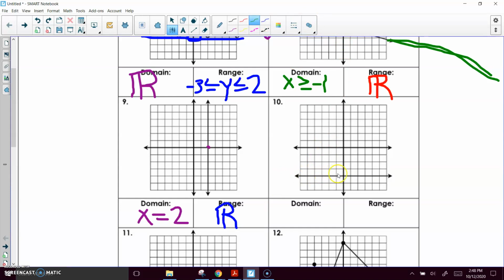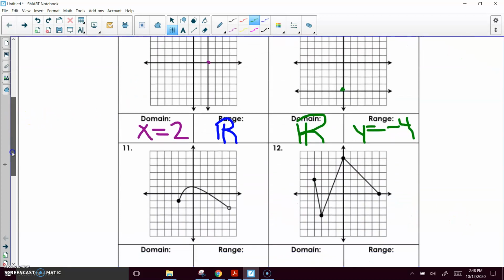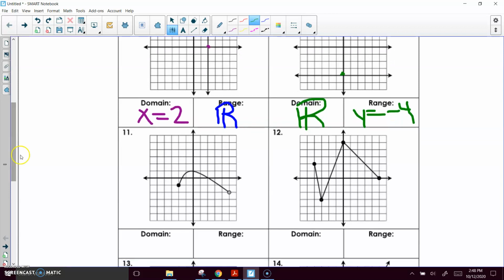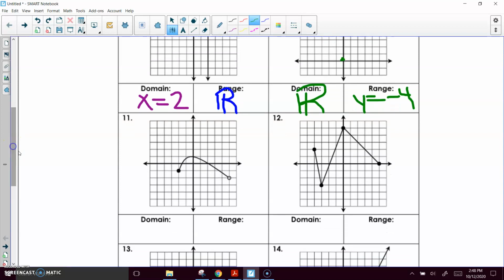My graph goes forever left and forever right, so my domain is all real numbers. My range begins at -4. It doesn't go up, it doesn't go down, so my range is just y values equal to -4. Hit pause to try questions 11 and 12.